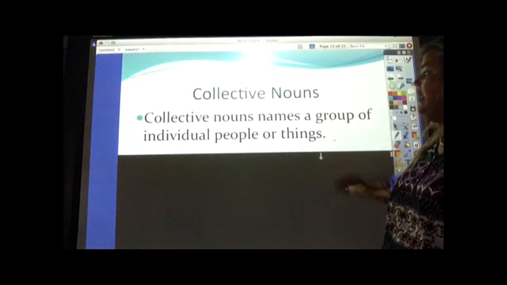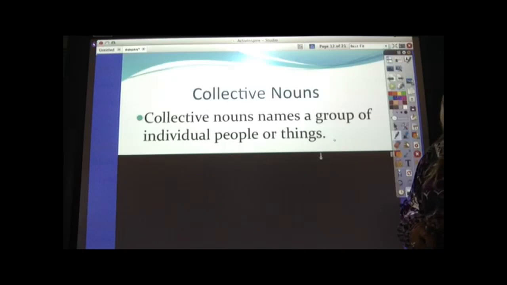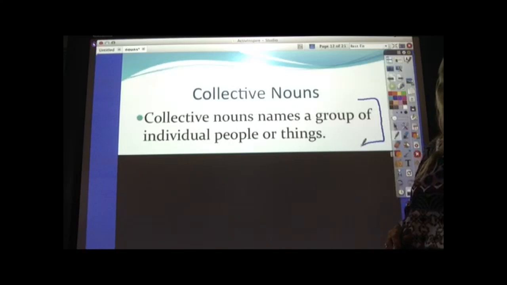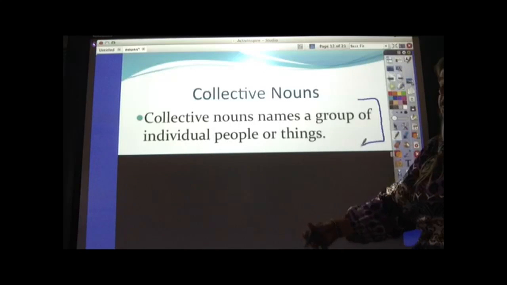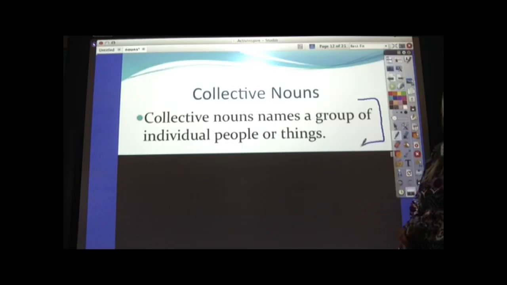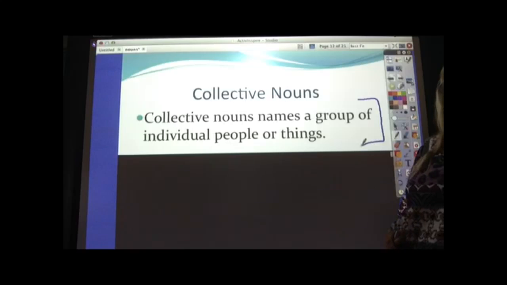Okay, next we're going to talk about what are called collective nouns. And collective nouns name a group of individual people or things. And so right now you want to get this definition copied into your notes as well. This is our fourth type of noun that we'll talk about today. So collective nouns name a collection of people or things or items. Very often we see collective nouns used with animals, such as a litter of puppies or a herd of cattle. There are all kinds of fun collective nouns.